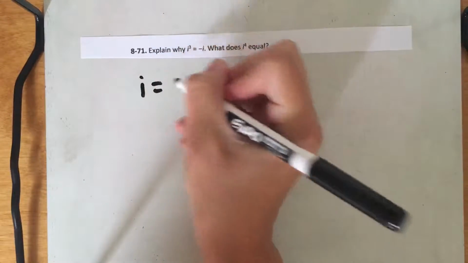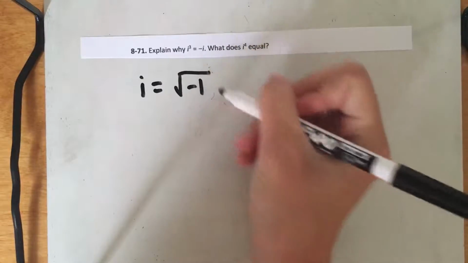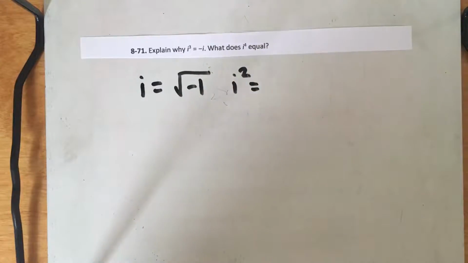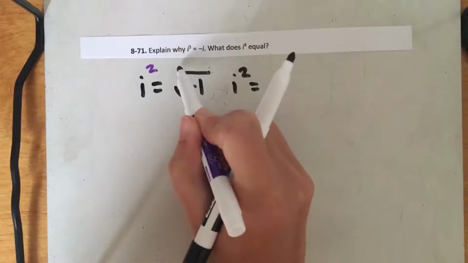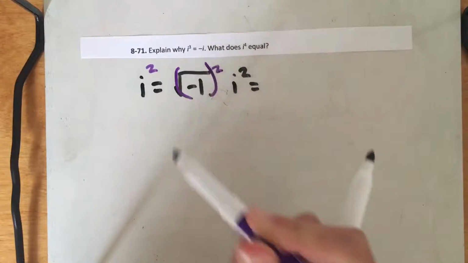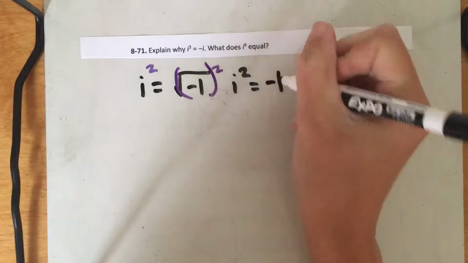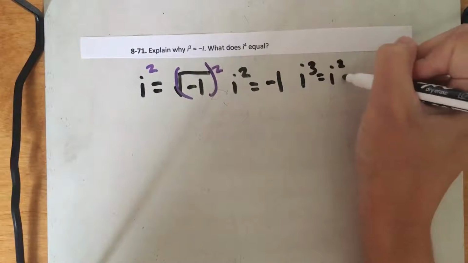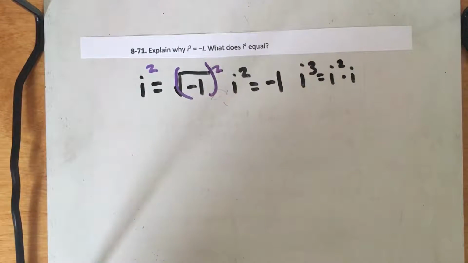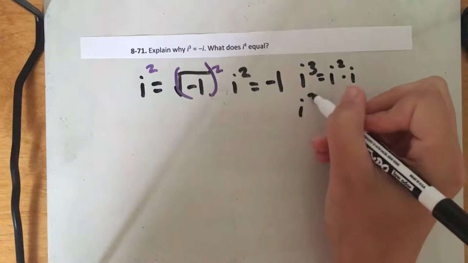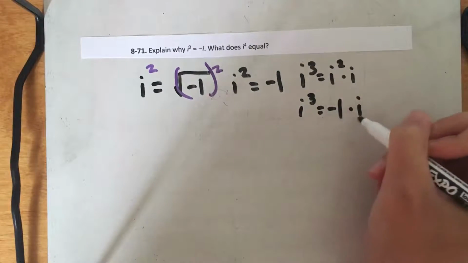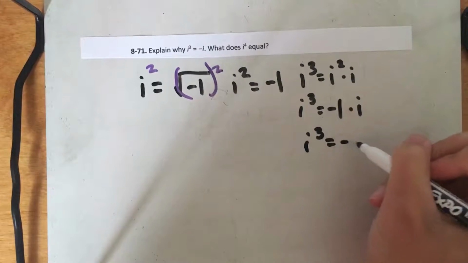So we know i to the first power is the square root of negative 1. i to the second power is, if I were to square this, the square and the square root sign cancel out, so that's why that's just negative 1. So i to the third is really i squared times i to the first power. We have i squared is worth negative 1. That's what this was. And then i is just i. So this together makes negative i.